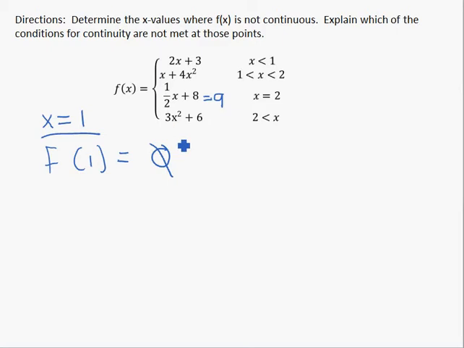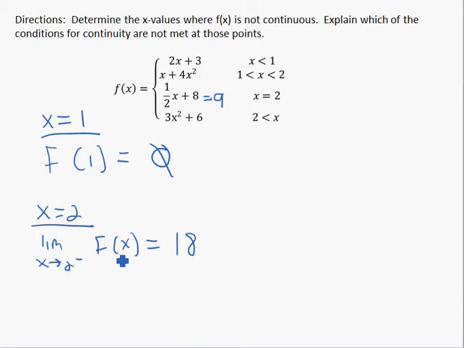So we have to see, first off, does each side approach each other? And if they do, do they equal what the function equals, 9 at 2? So we're going to check x = 2. I don't know if it's going to be continuous there or not, so I'm going to check the left-hand limit: the limit as x approaches 2 from the left of f(x). For any value a little bit less than 2, we're on this interval, on x + 4x². 2 squared is 4, times 4 is 16, plus 2 is 18. So as x approaches 2 from below, f(x) is headed towards 18.